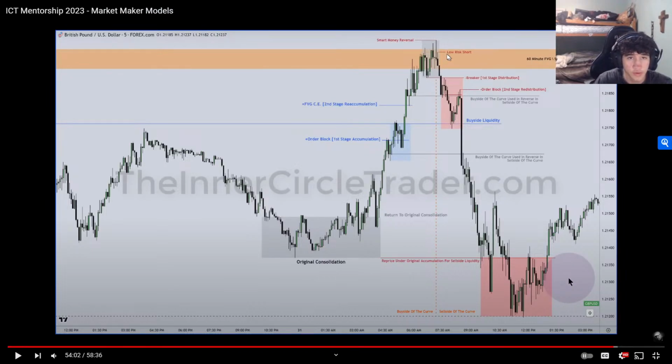First stage distribution. This lower short is insane if you're able to take that. This is the breaker. First stage distribution, retrace, tap into it, push lower, order block. Second stage redistribution, which this is really spread out from what I really want. But look, you can see we push lower. If we're looking on more of the macro scale, like he is in the 5 minute, we'd probably be able to identify that. But I like to see more of a second leg right down here. But this is ICT's favorite trade. It takes right here to reprice underneath original accumulation, right here by sell side of the curve.